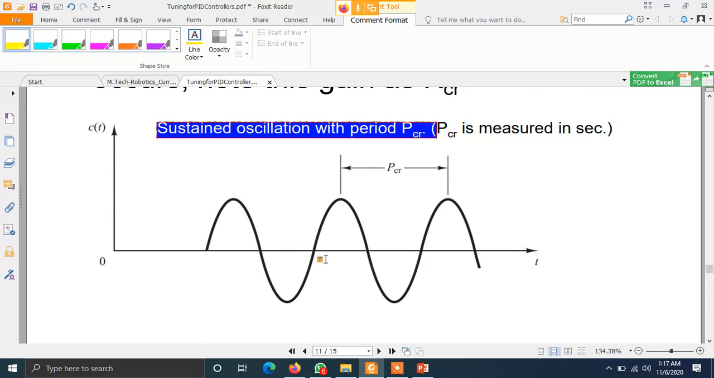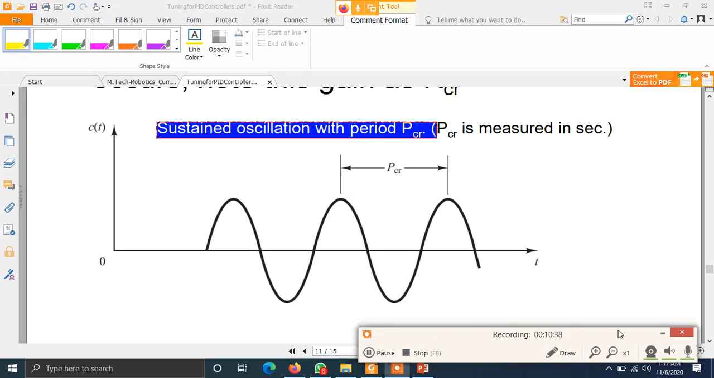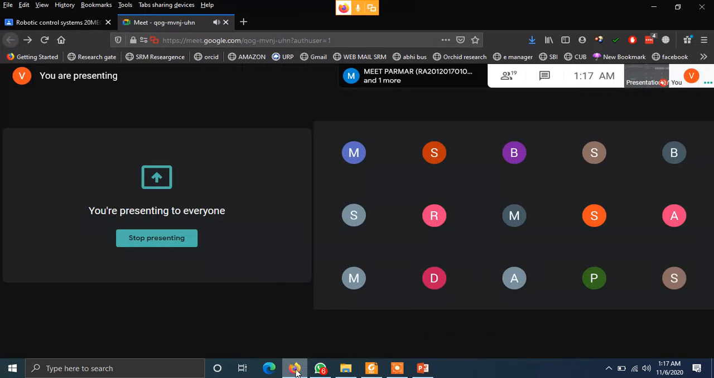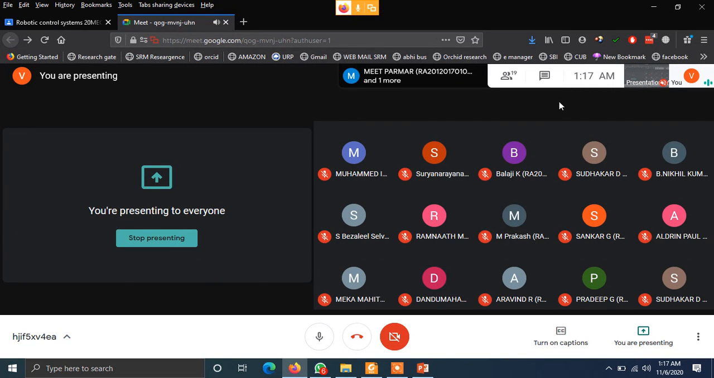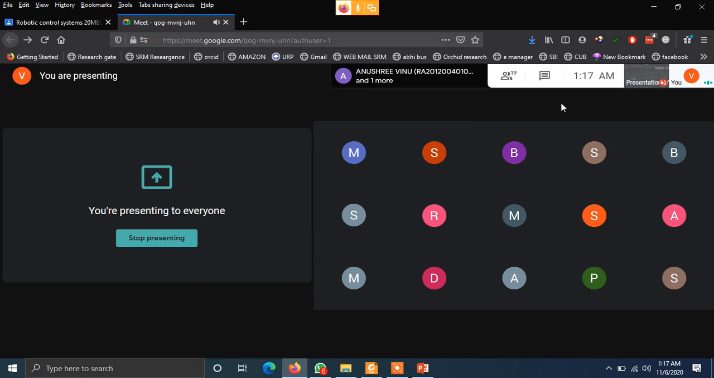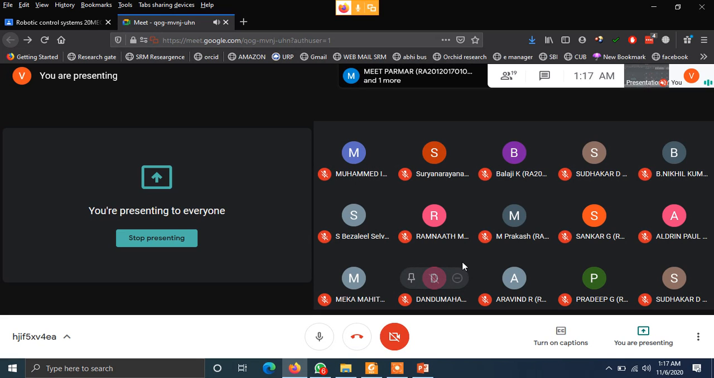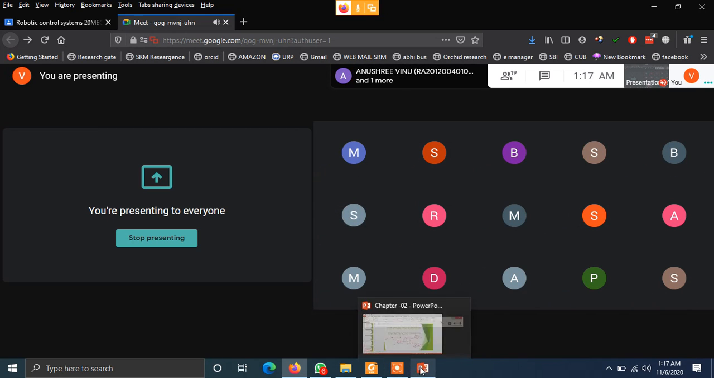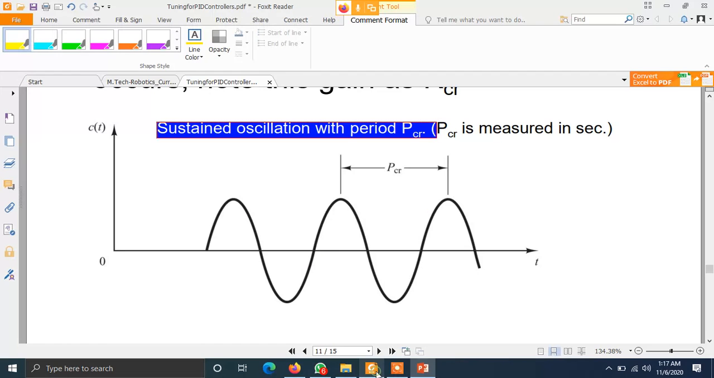Whenever you get sustained oscillation, what do you mean by it? Can somebody tell me what a sustained oscillation is? One which doesn't decay over time. Mahita, can you please tell me? In signals and systems, you deal with systems with more repeatability. What do you call such signals? Sustained signals, am I correct? Inzamam? Yes, sir. What do you mean by sustained signal?